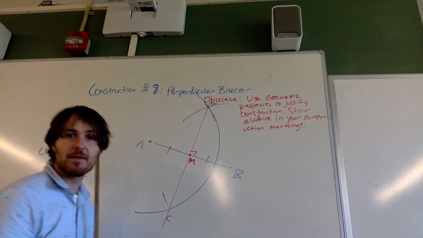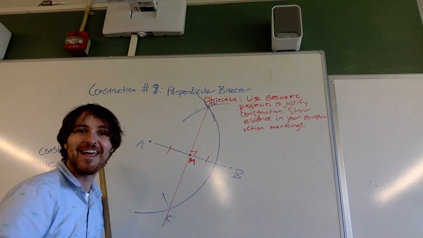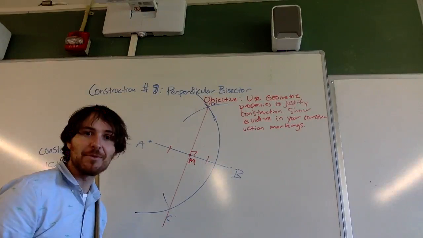It's the same method, right? Same method to find the midpoint: just find the perpendicular bisector, and then the point of intersection is the midpoint of segment AB.